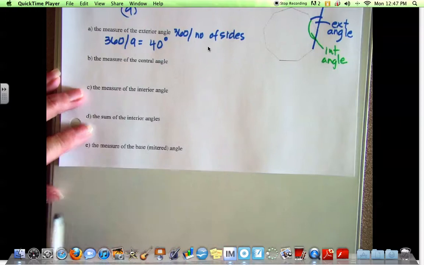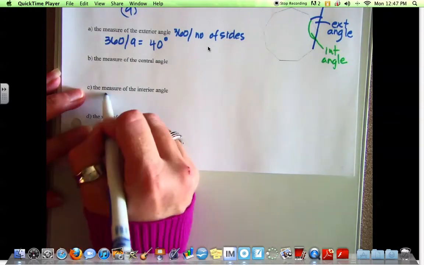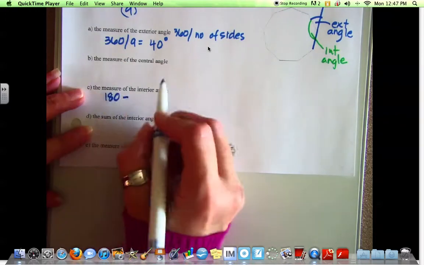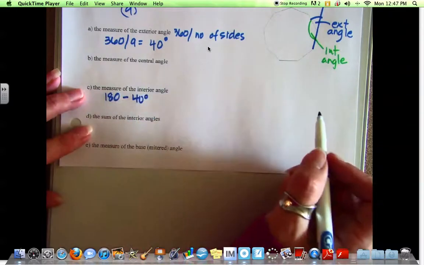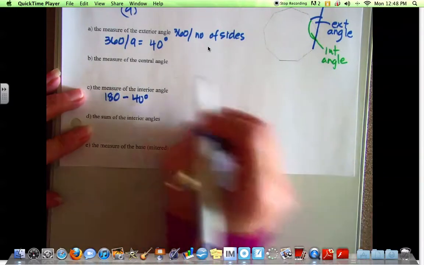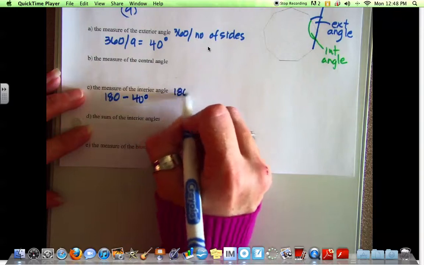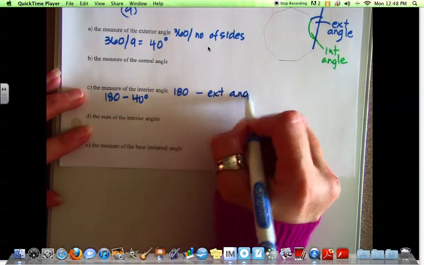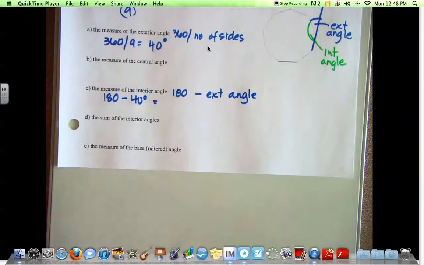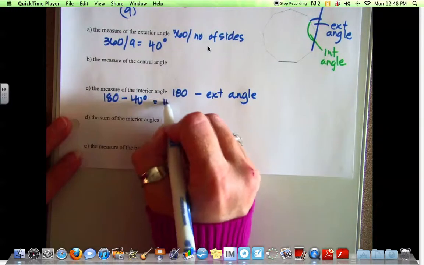So I'm going to go down to C. How do I find the measure of the interior angle? 180 minus whatever the exterior was. Right. And our exterior was 40 degrees. So to find the measure of the interior, 180 minus the exterior angle. So how many degrees is that? 140 degrees. Very good.